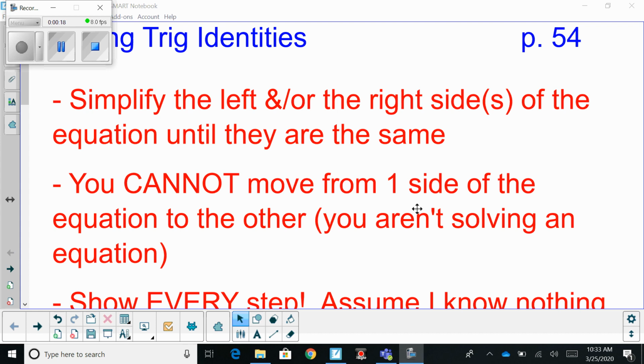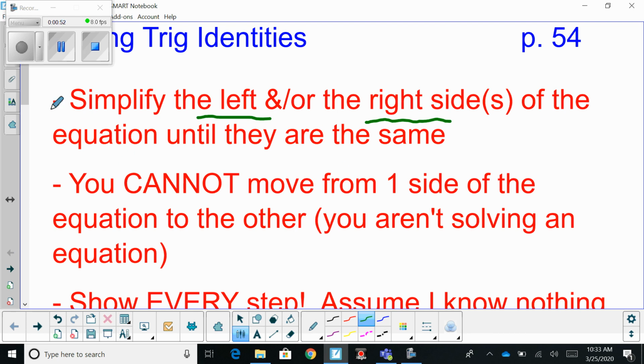When we verify an identity, it's extremely similar to simplifying. However, it has a left side and a right side of an equation, and you are only going to work on one side. You simplify the left and/or the right side until they are the same. Generally speaking, I pick the side that's more complex and start simplifying it until I get it to match the opposite side.